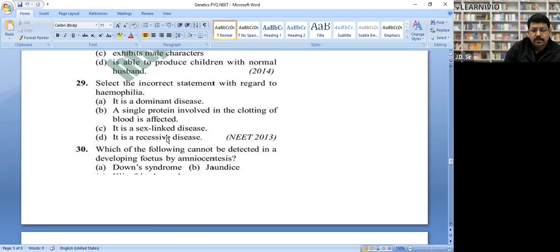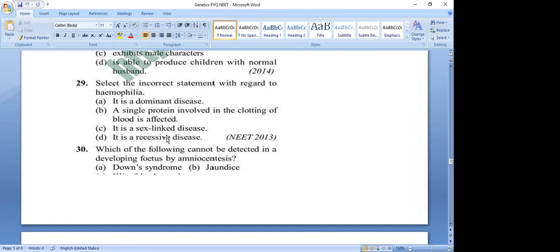This is on the X gene. It is not dominant. It's recessive, homozygous recessive. But the most correct answer will be that it is sex-linked inheritance, a sex-linked disease. It is found on the X chromosome. Clear? Hemophilia.